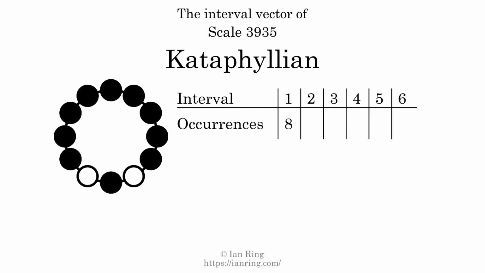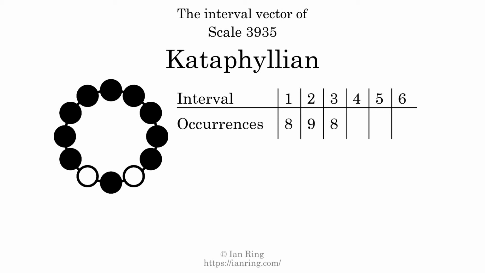There are 8 intervals with the size of 1 semitone. They are here, here, here, here, here, here, here, and here. There are 9 intervals with the size of 2 semitones. They are here, here, here, here, here, here, here, here, and here.